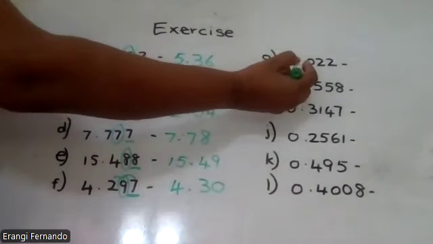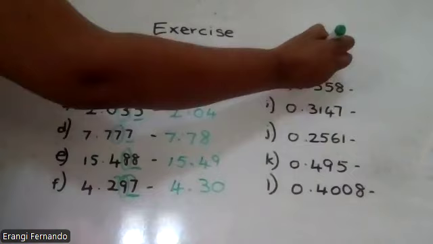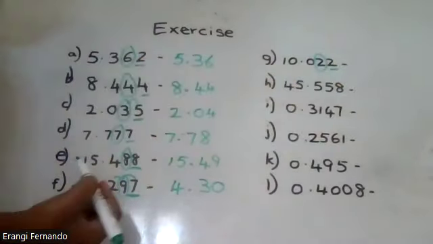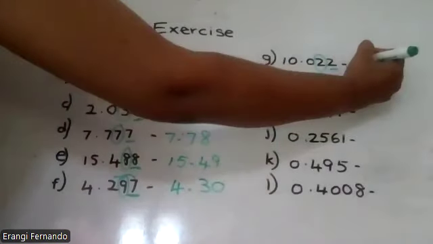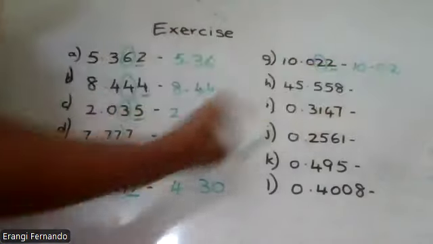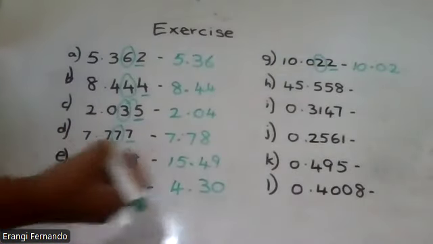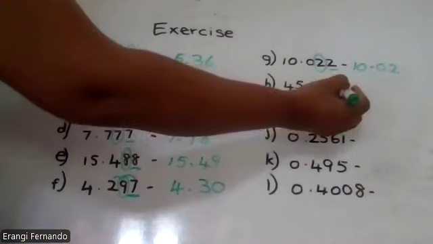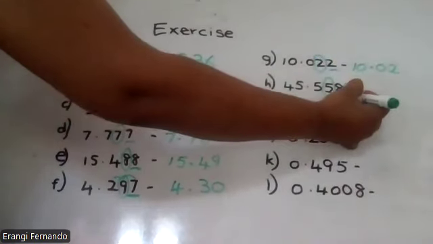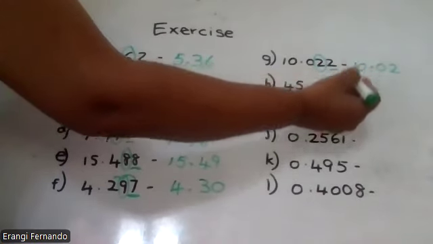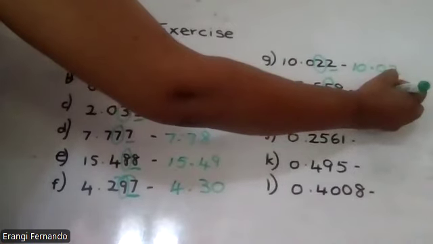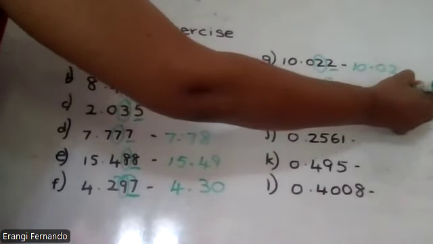Next one, 10.022. The second decimal place is 2. You have to consider the next-door value. It's 2. So when you round off, 10.02. Next, 15.558. The second decimal place is 5. The next-door value is 8. So 8 is more than 5. When you round off, 15.56.